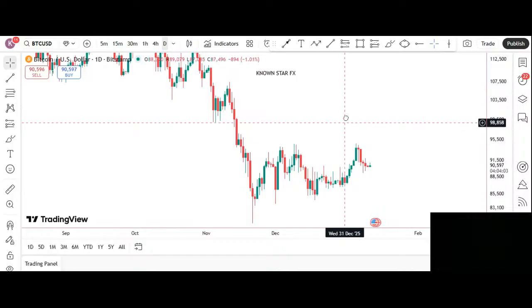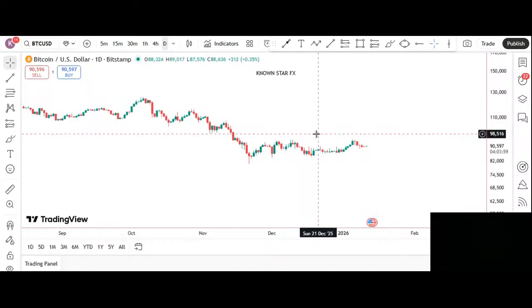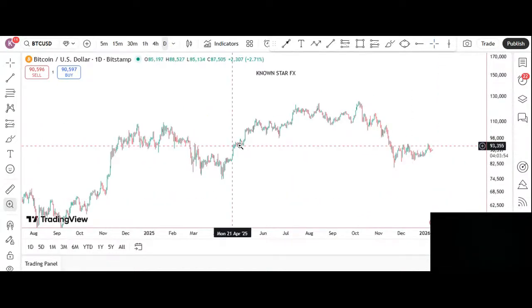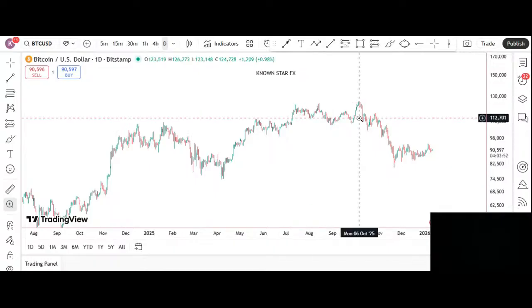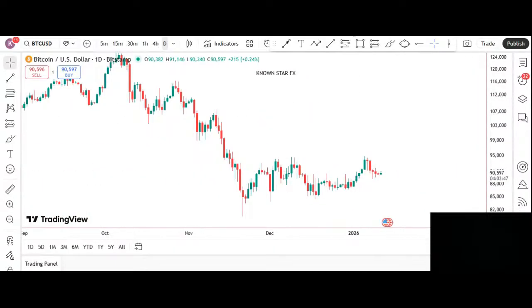Okay, BTC USD. Looking at this daily time frame, what can we see, guys? Nothing other than that BTC USD has been strongly bearish, right? It has been strongly bearish.